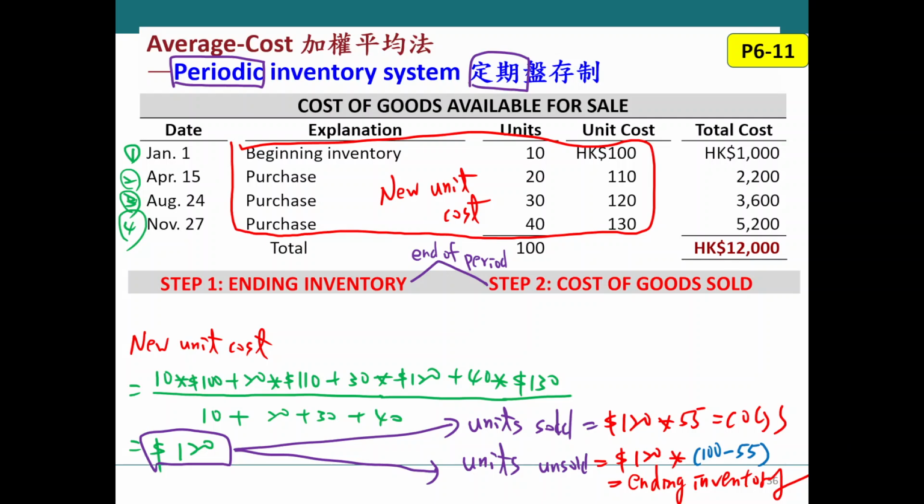So what's our second assumption? Mixed all inventory together. Okay? Since we mixed all inventory together, then we get new unit cost. Based on new unit cost times the unit you sold, you got cost of goods sold, times the unit unsold, you got the ending inventory. Okay?